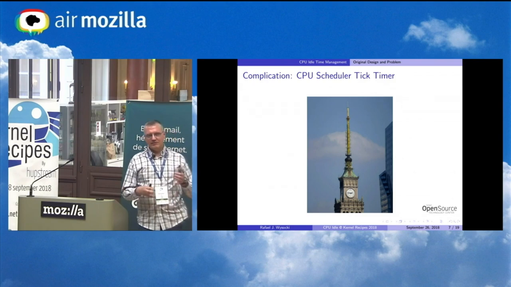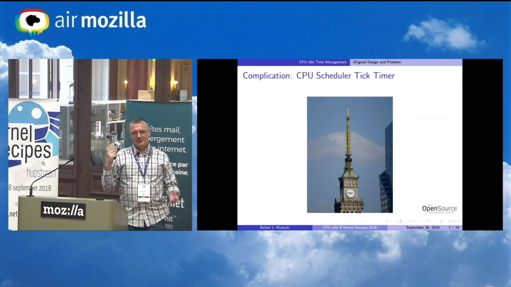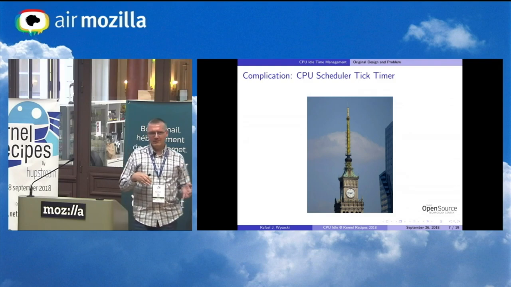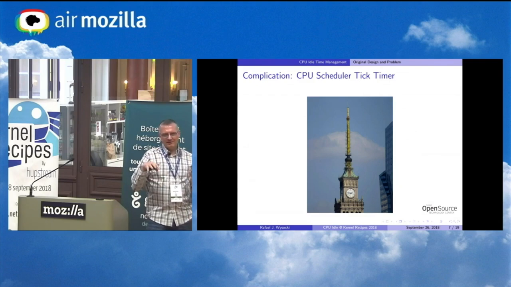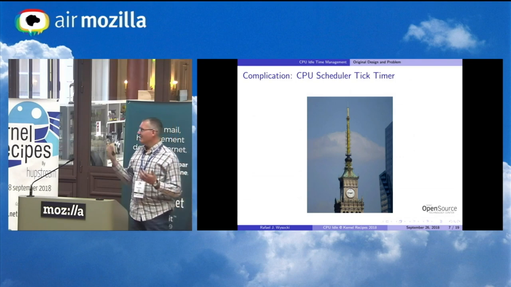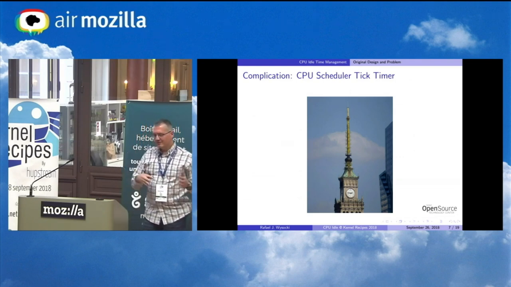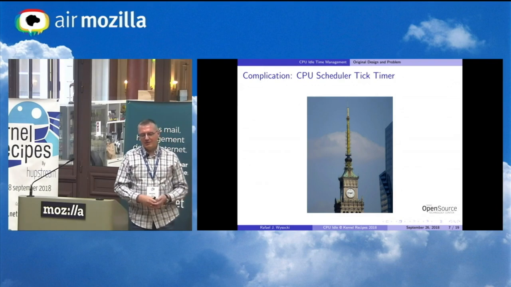Now the second quiz: what's the problem with the scheduler tick versus the idle time management? It is a periodic timer, right? So if it is allowed to always run, then you may not be able to use the deepest idle states I was talking about, because it will wake up the CPU too often. So it obviously interferes with all of that, and there needs to be a way to work around it.